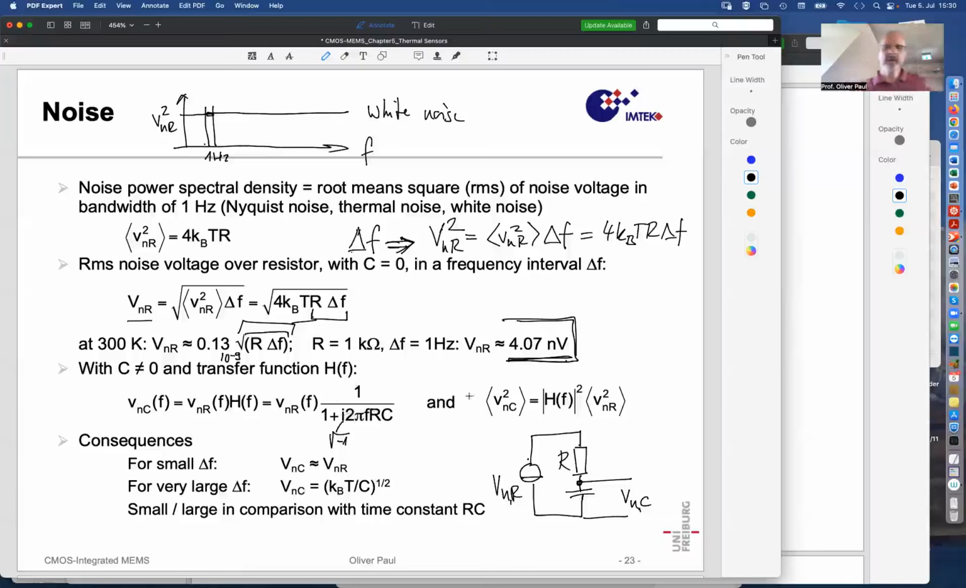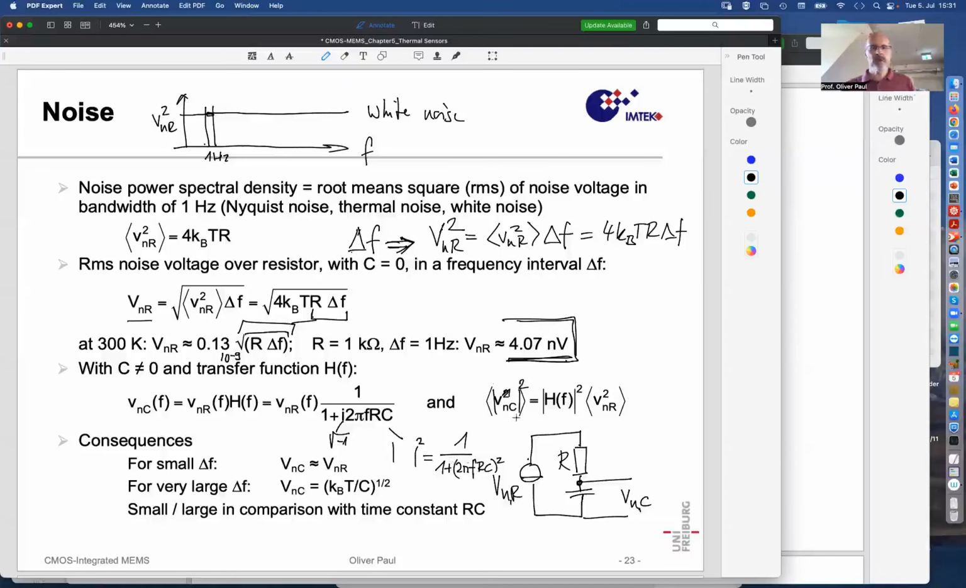And now if I calculate V_C squared, the absolute value of V_C, so it's really the absolute value that is squared here, then I can just take the absolute value of this expression. The absolute value squared is equal to 1 over 1 plus (2 pi f RC) squared. And here's my f.